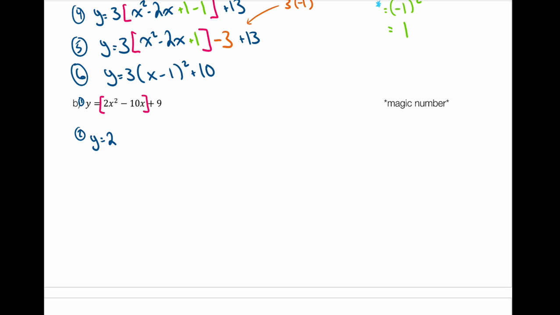So when I common factor the 2, what's left inside the bracket is x squared minus 5x. Basically, divide everything inside that bracket by 2. And I have the plus 9 outside.